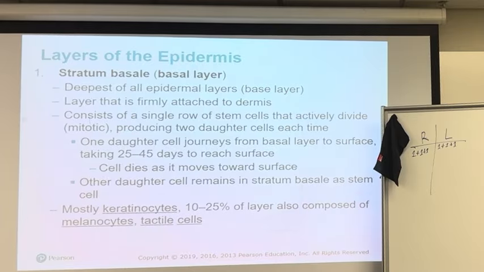So one more time, stratum basale, your deepest layer that is firmly attached to the dermis, consists of a single row of stem cells that actively divide, producing 2 daughter cells each time. One daughter cell journeys from the basal layer to the surface, taking 25 to 45 days to reach the surface, and the cell dies as it moves toward the surface. So what are the different types of cells you find in the stratum basale? Keratinocyte and some melanocyte and the tactile cell. Remember, right underneath the stratum basale, you have the tactile cell.